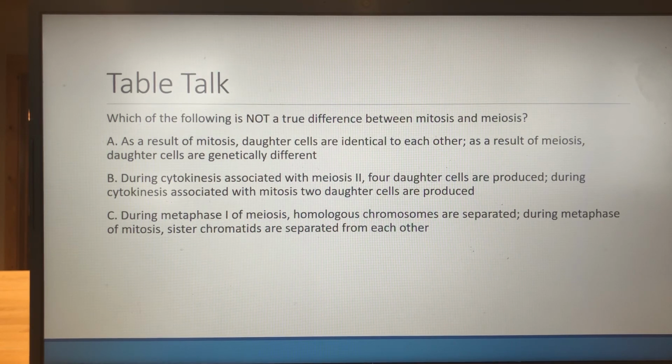That all looks good. During metaphase 1 of meiosis, homologous chromosomes are separated. During metaphase of mitosis, sister chromatids are separated. What is wrong with C? Metaphase is not when things are separated. Metaphase is when they line up. So that's one of those ones where it gets people for some reason.